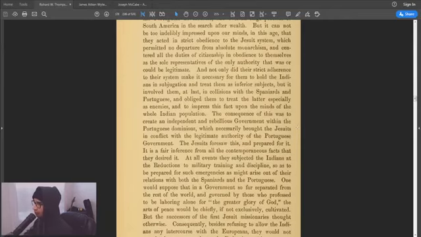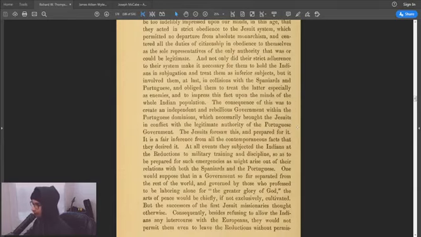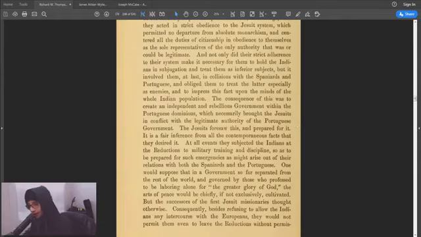One would suppose that in a government so far separated from the rest of the world, governed by those who profess to be laboring alone for, quote, the greater glory of God, right? Ad maiorem Dei gloriam. The arts of peace would be chiefly, if not exclusively, cultivated. But the successors of the first Jesuit missionaries thought otherwise. Consequently, besides refusing to allow the Indians any intercourse with the Europeans, they would not permit them even to leave the reductions. You're not allowed to leave, guys. You're not allowed to leave anywhere.